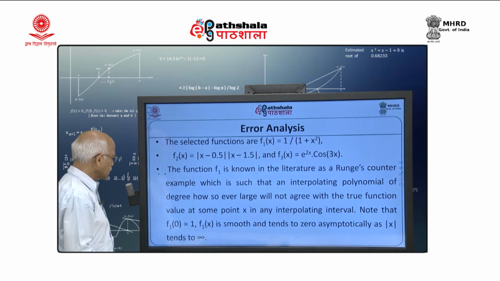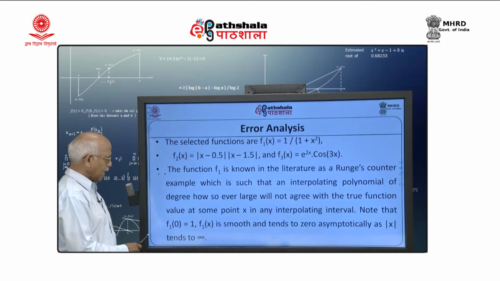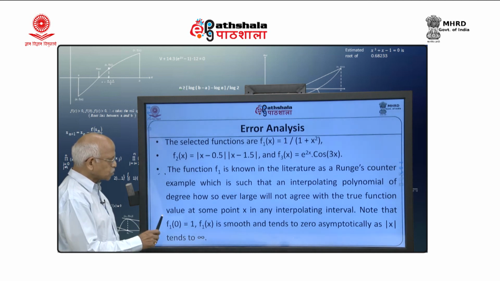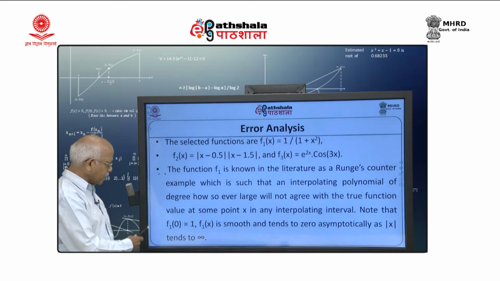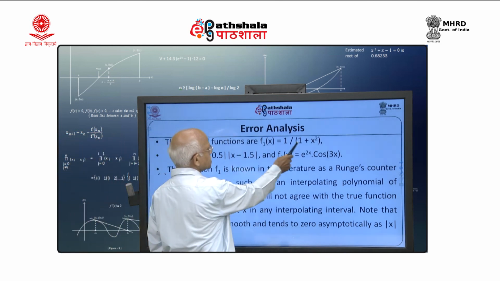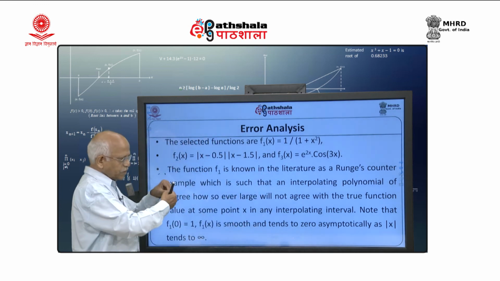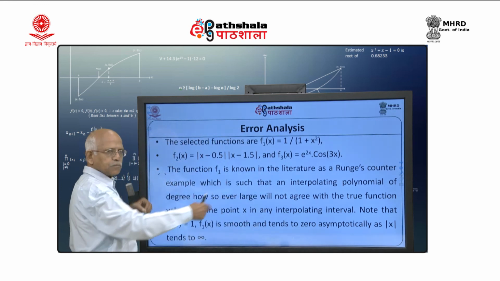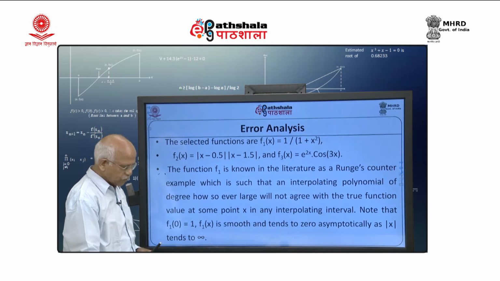Note that f1(0) is 1 and f1(x) is smooth and tends to 0 asymptotically as mod x tends to infinity. You can see here f1(x), when I put 0 here, I will be getting 1. So, your function will be decreasing from 1, and asymptotically it will decrease to 0 as x tends to infinity.